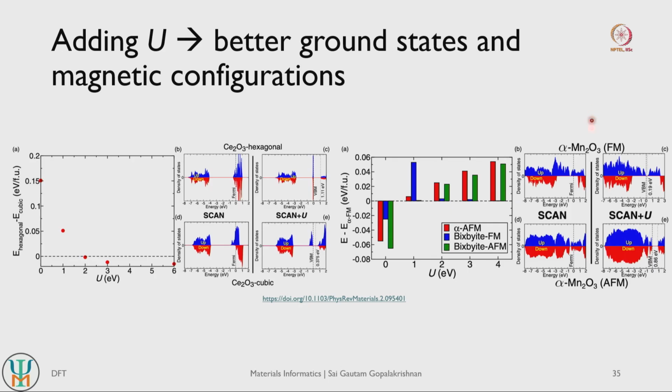So Mn2O3 has a valence shell filled with d electrons. We see that the U correction plays a crucial role, right. So adding U basically gives you better ground states and better magnetic configurations as well, both in your rare earth systems such as ceria, and also in transition metal oxides such as manganese oxides.